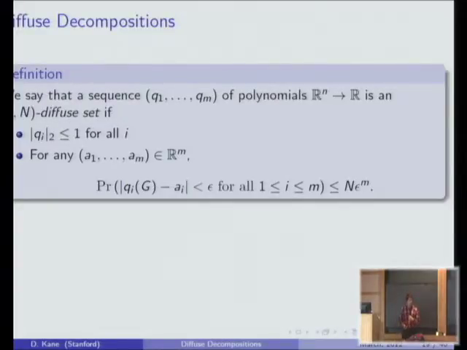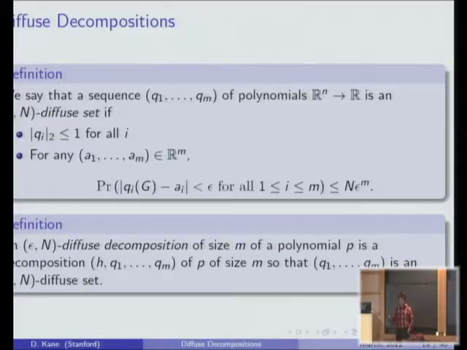So basically, you're saying that not only is each qi very well anti-concentrated, but they're also behaving close to independently. That's morally what it is. Morally their joint distribution has bounded density. Yes, bounded density. Yep.